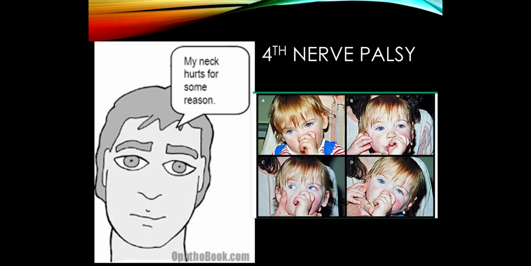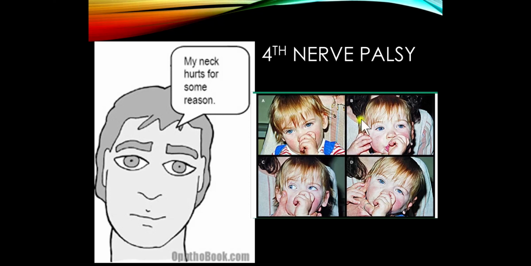Now, 4th nerve palsies are often difficult to diagnose. What you will find in a 4th nerve palsy is that the patient wants to tilt their head in the opposite direction, and that allows the eyes to line up a little bit better. So this child here has a left 4th nerve palsy.